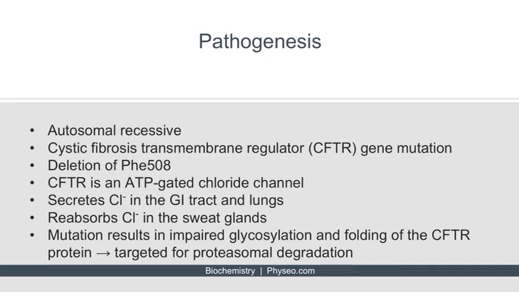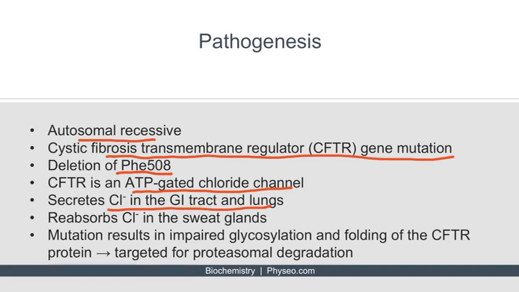Cystic fibrosis, or CF, is an autosomal recessive disease caused by cystic fibrosis transmembrane regulator, or CFTR, gene mutations. More specifically, it's usually due to a 3 base pair deletion at the 508th amino acid position affecting the amino acid phenylalanine. So, deletion of phenylalanine at the 508th position. CFTR is an ATP-gated chloride channel that normally secretes chloride in the GI tract and lungs and reabsorbs chloride in the sweat glands. Let's pull up an image so you can see what I'm talking about.